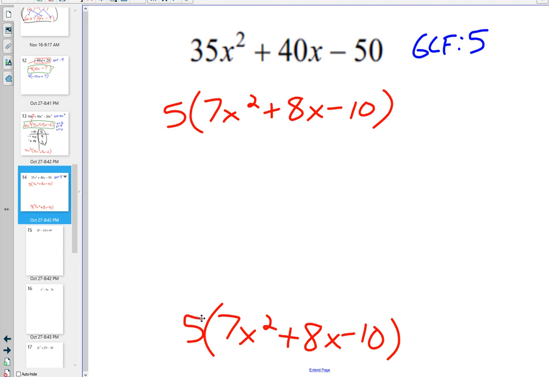Why not? Wakey wakey. Why can't this be a perfect square trinomial? What's not a perfect square? Yeah, but I only care about two of them. Shobi? Jada?